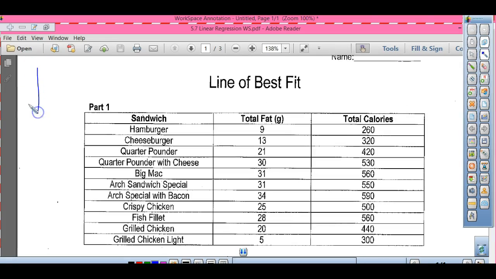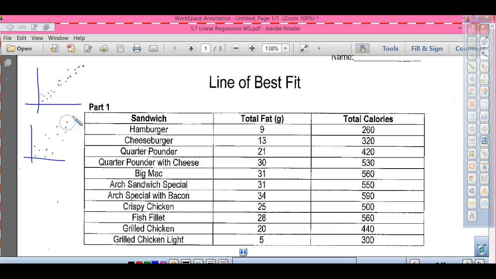Okay, so when we talked about correlations, what kind of a correlation was that? That was a positive correlation. When most of my dots are close together, we call it a strong positive correlation. If my dots were a little bit more spread out, but still going uphill, it's still a positive correlation, but it's a weak positive correlation.